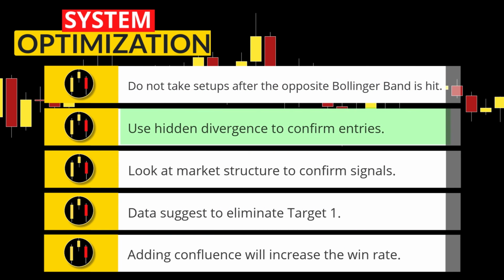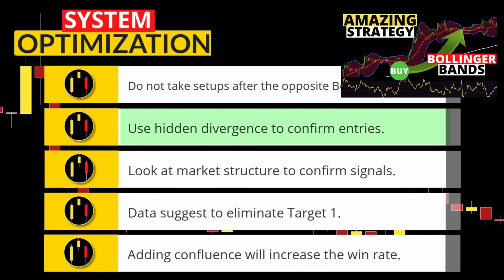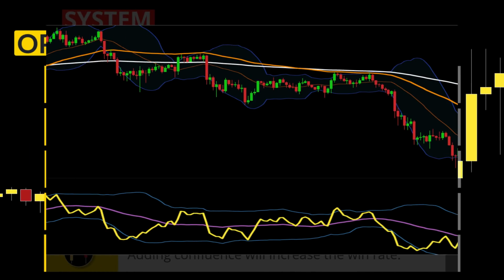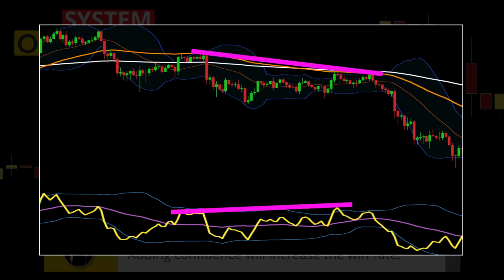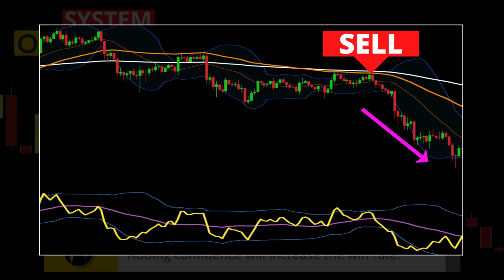Second, just like I went over in this video, using hidden divergence on the RSI to confirm entries can further filter out false signals. You can see on this chart we have hidden bearish divergence, a higher high on the RSI and a lower high on price, after which we get the expected move down.